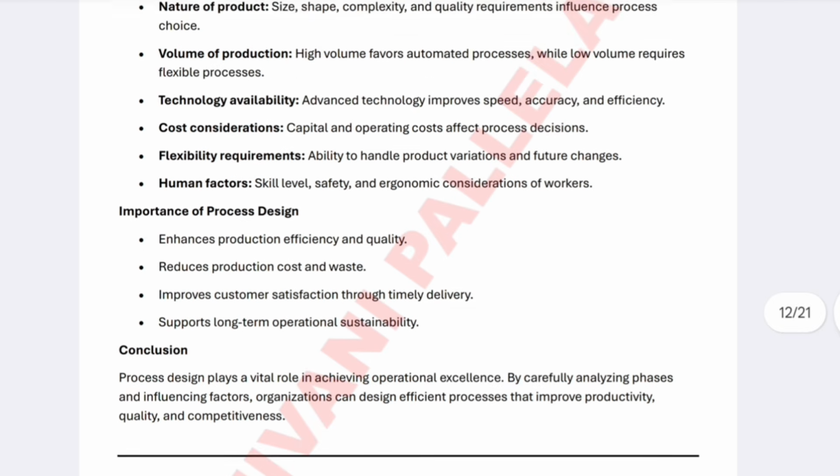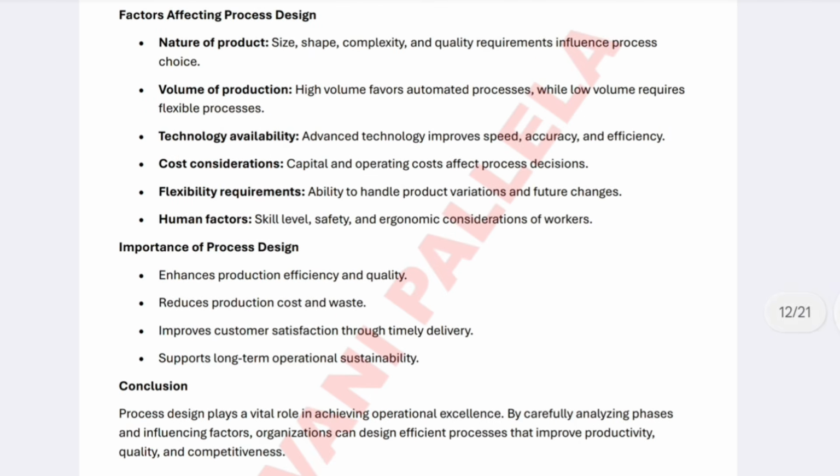Clear? So these are the 3 questions I have discussed: work measurement, plant layout and also this one, process design. Out of these 3 questions, they will ask only one theory question from unit number 3. So mostly you need to give preference to the problematic questions, not theory.